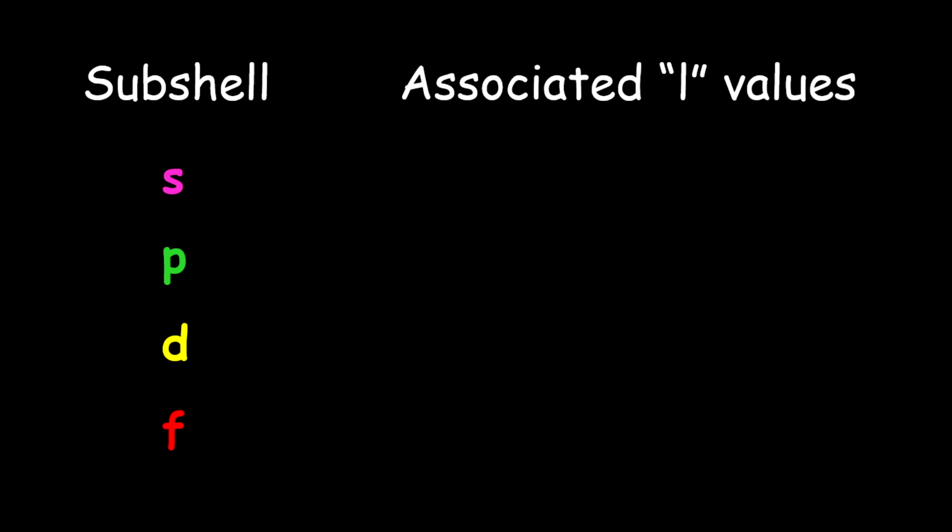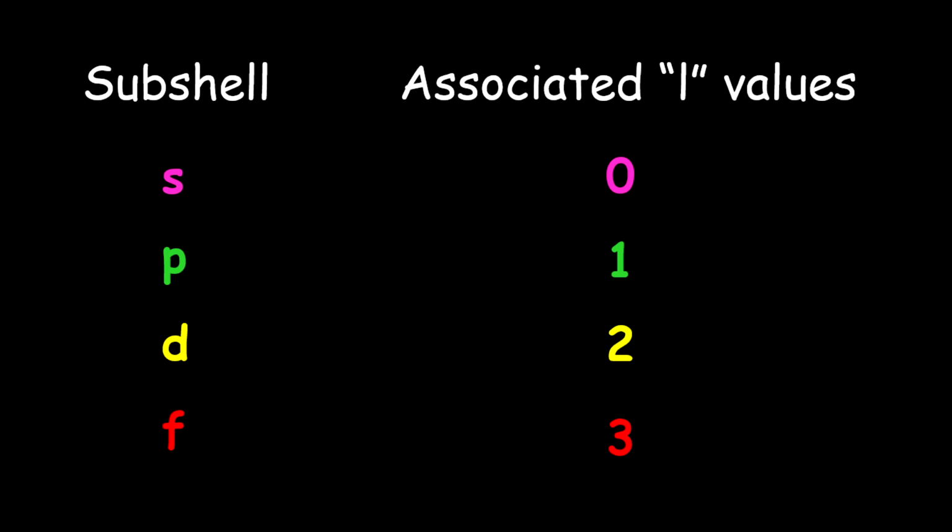Now it turns out that S is assigned a value of 0. Okay, so you need to remember that. 0. I'm going to tell you why. That's something for you to remember why. And so P is assigned a value of 1. D is assigned a value of 2. And F is assigned a value of 3. And so that's a little thing to remember, the values.